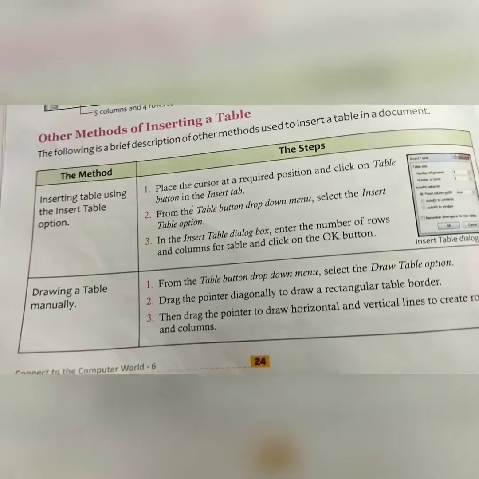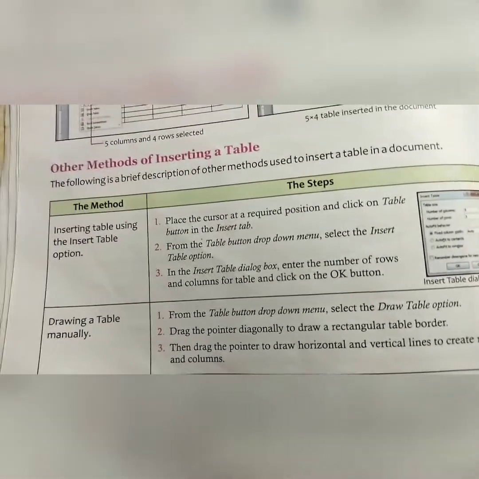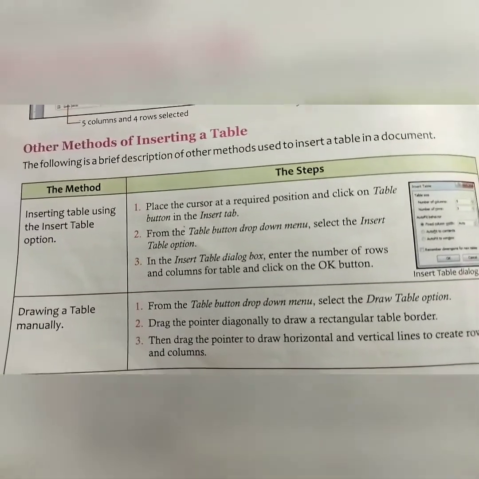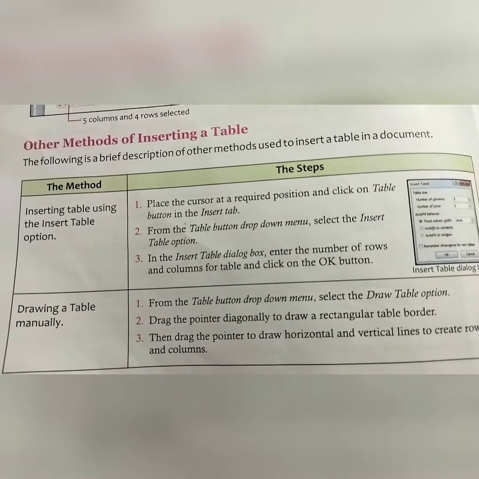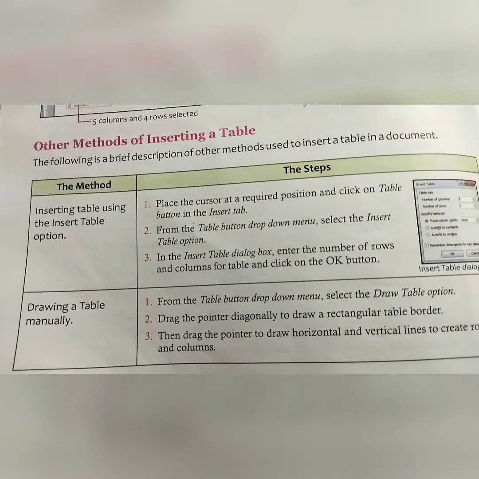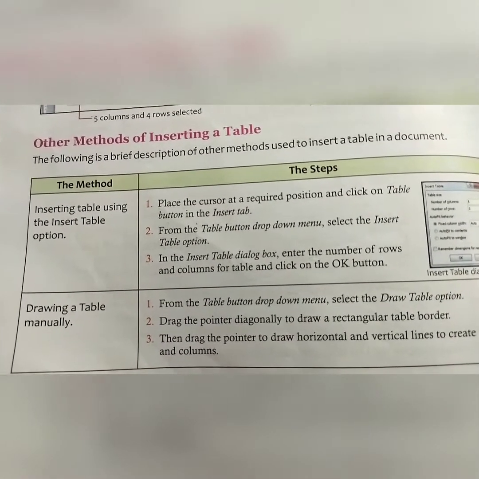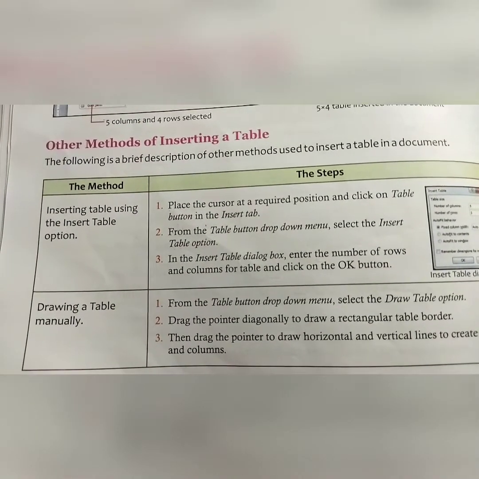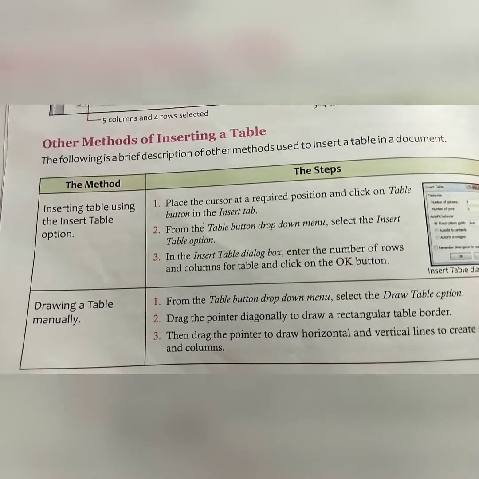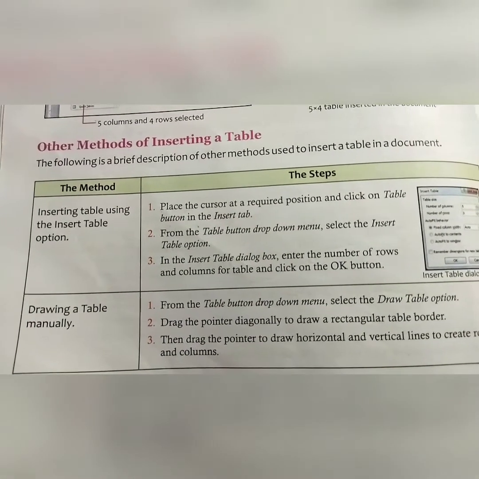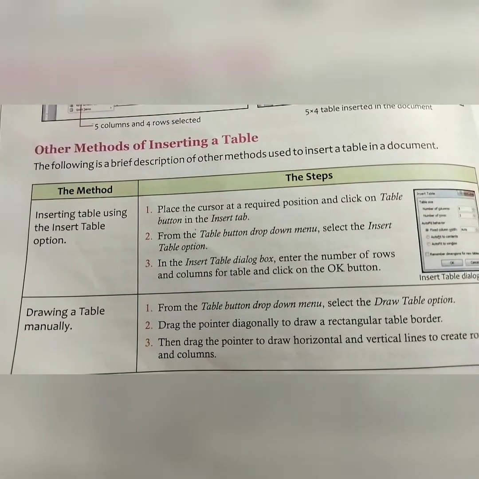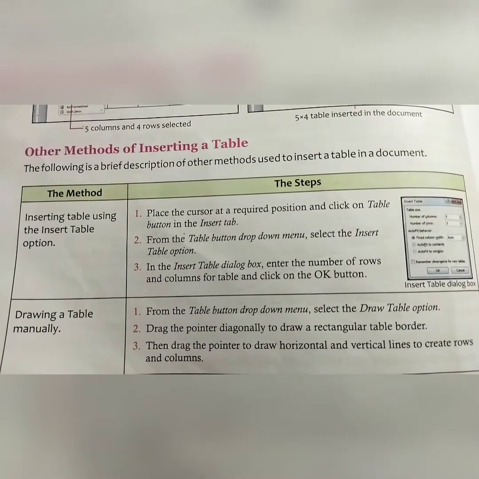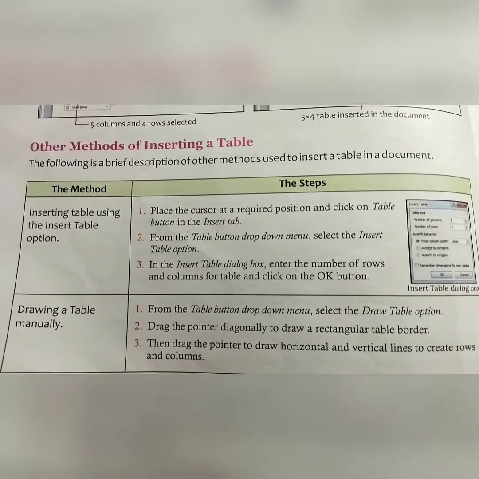Now the next method is drawing a table manually. Students, the steps for drawing a table manually are: from the Table button drop-down menu, select the Draw Table option. Then drag the pointer diagonally to draw a rectangular table border. Then drag the pointer to draw horizontal and vertical lines to create rows and columns.